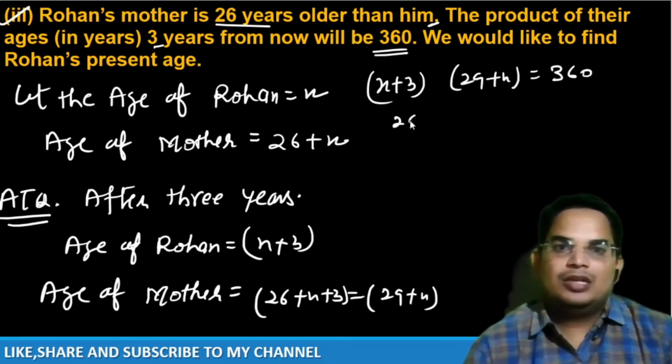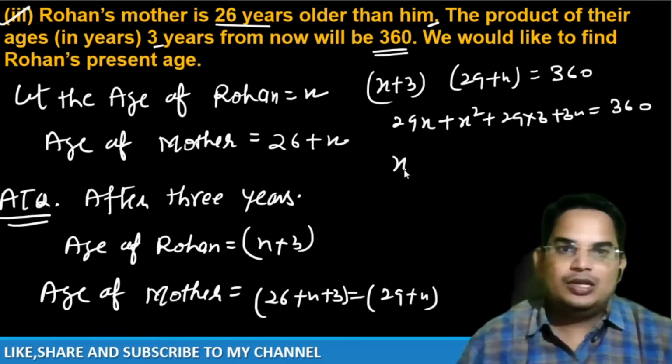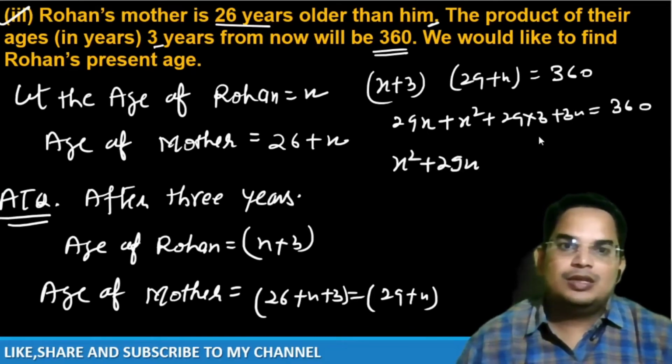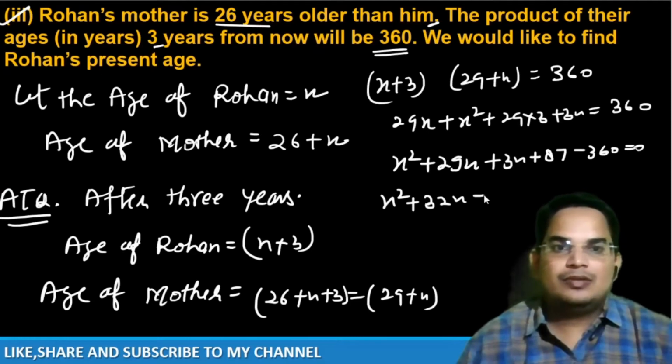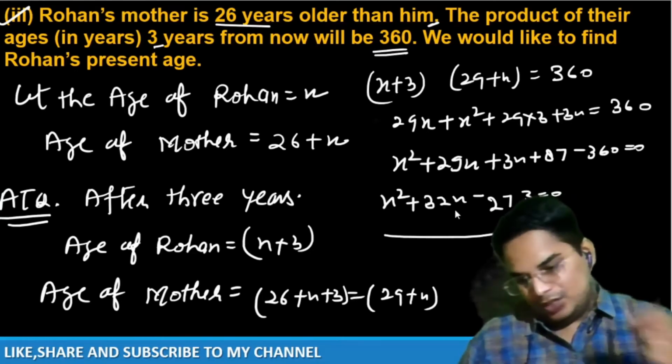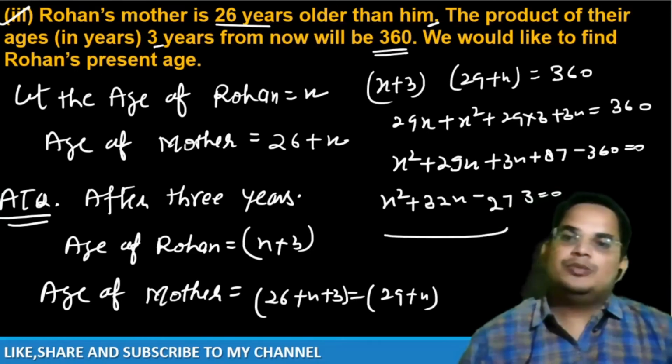Do the multiplication, it becomes 29x plus x square, 29 into 3 plus 3x is equal to 360. So x square plus 29x plus 3x, 29 into 3 is 87, plus 87 minus 360 is equal to 0. X square plus 32x, and 87 minus 360 gives minus 273, equal to 0. This is the representation of the equation, that is x square plus 32x minus 273 is equal to 0.